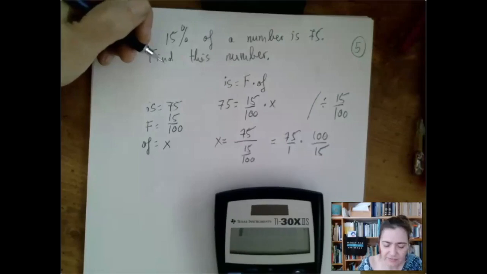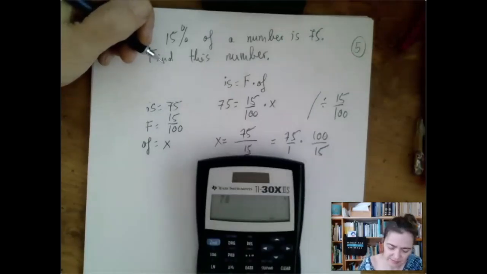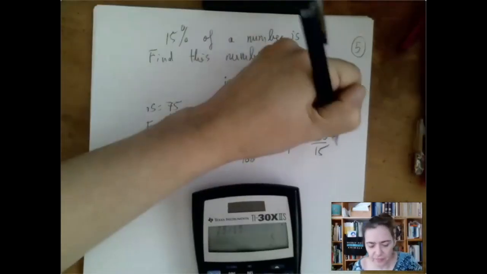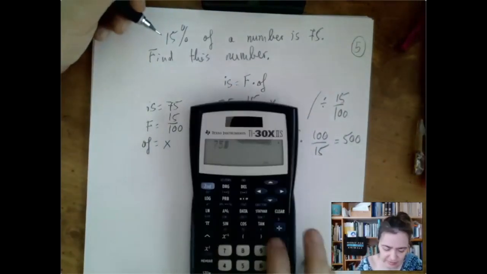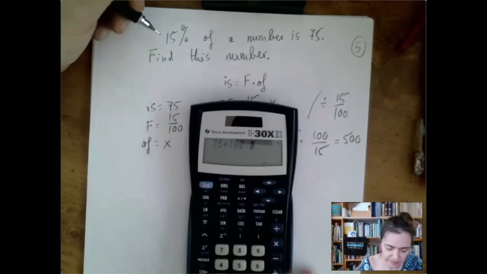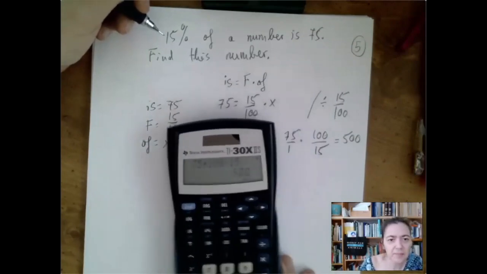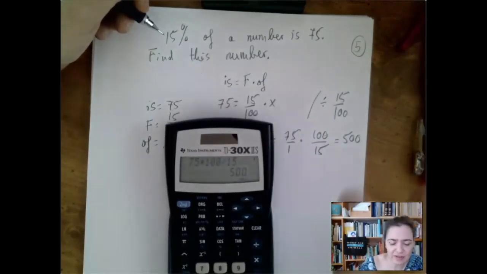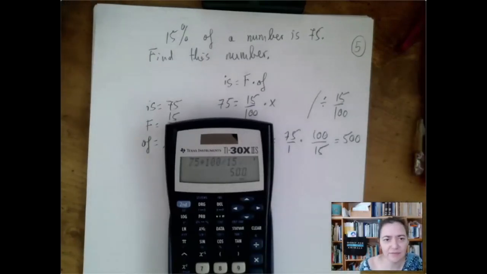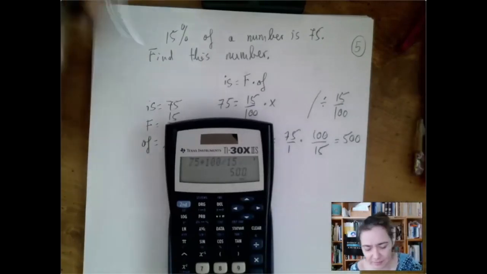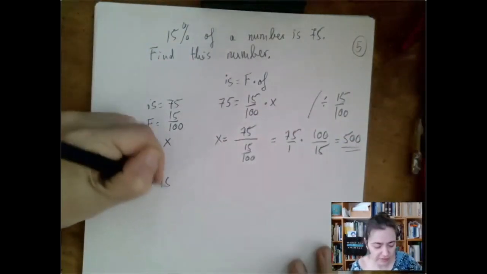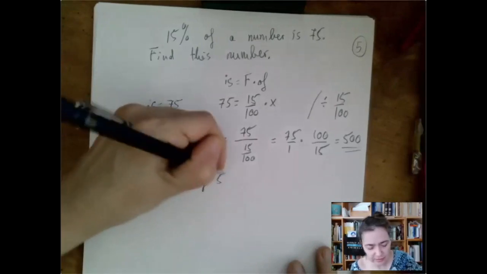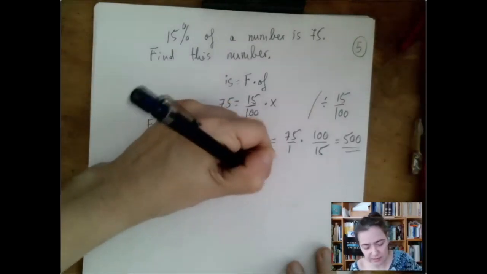75 divided by 15 is 5. So 500. But you can just do 75 times 100 divided by 15. If you get something yucky, that's when you have to stop and see what fractions cannot be gotten rid of. But the answer is 500, and checking is always easy: 15% of 500 should be 75.